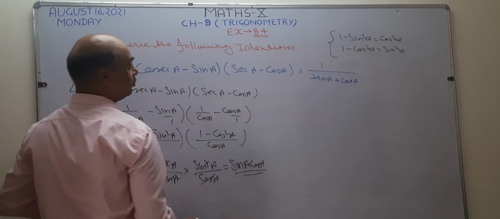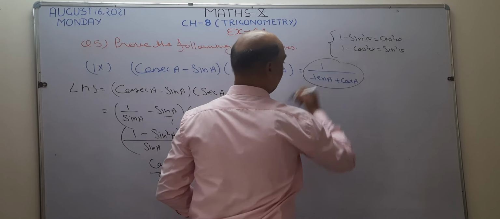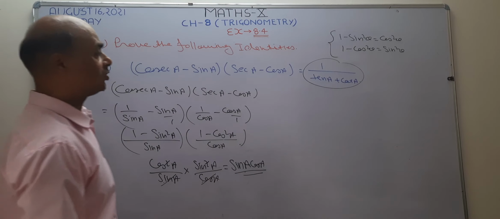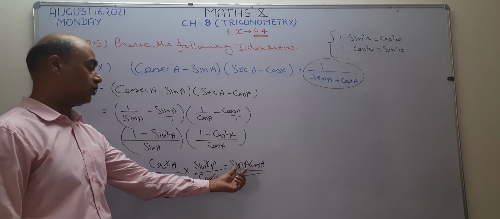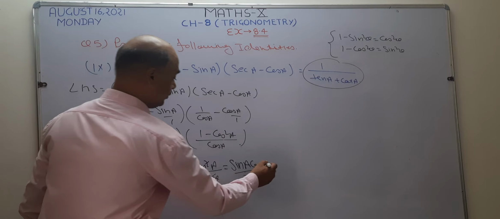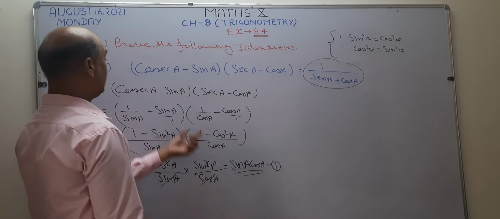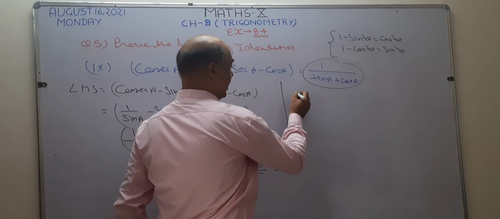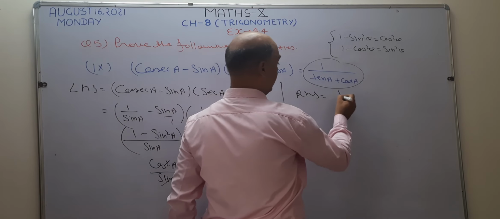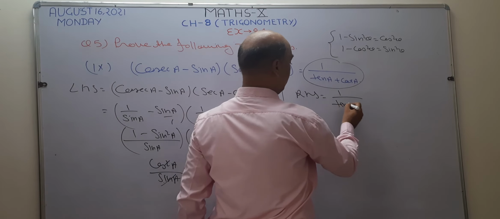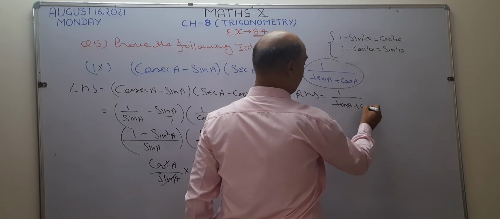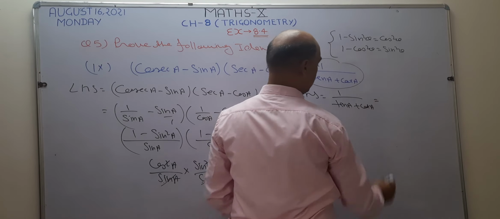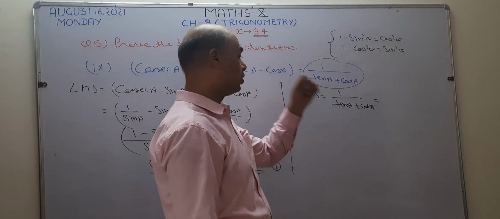But in our question the requirement is for 1 upon tan A plus cot A. But here I got sin A cos A. Take it as number 1. After taking this number 1, I am going to solve the right hand side part also. I write here right hand side. In the right hand side, what is given? 1 upon tan A plus cot A is given.